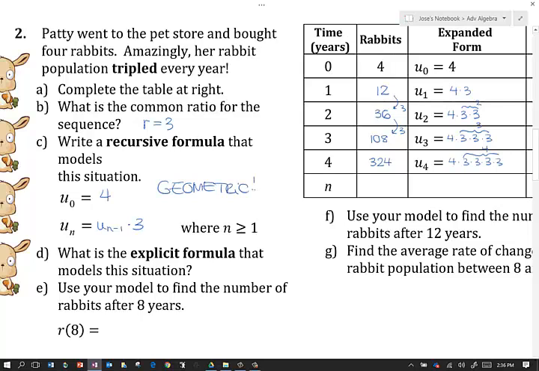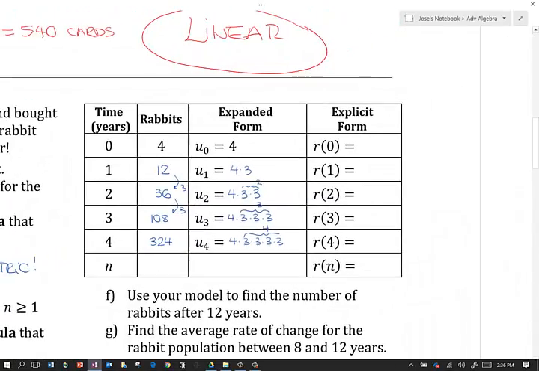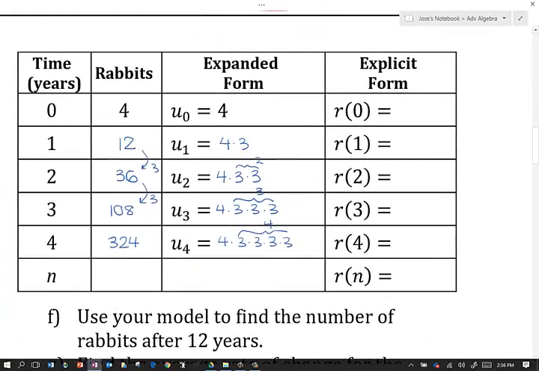What's the explicit formula? Well, let's go back to the table. What's another way for me to write repeated multiplication? 3 times 3 times 3. This is the same as 4 times 3 raised to the 4th power. Or in the one before, it would be 4 times 3 raised to the 3rd power, 4 times 3 raised to the 2nd power, 4 times 3 raised to the 1st power.